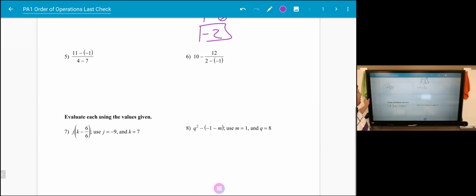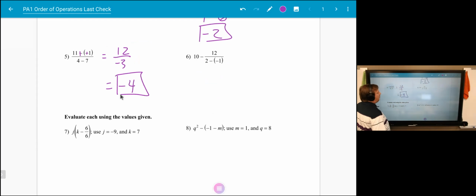Number 5, 11 minus negative 1 divided by 4 minus 7. Well, let's simplify the top and simplify the bottom independently, and then let's simplify from there. A negative minus a negative is plus a positive, so this becomes 12 on top. 4 minus 7 is negative 3 on the bottom. This gives me negative 4.